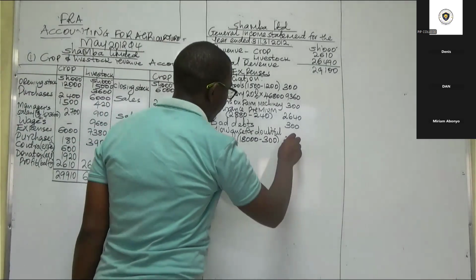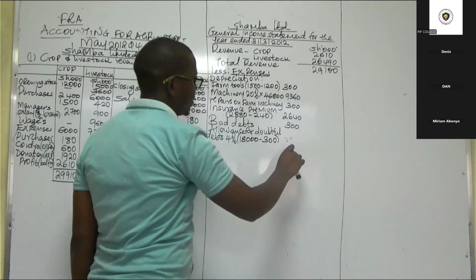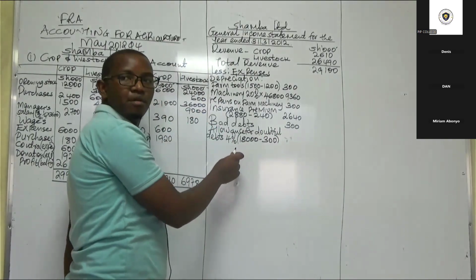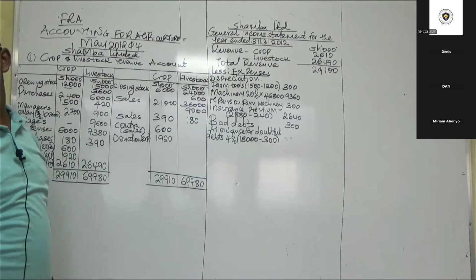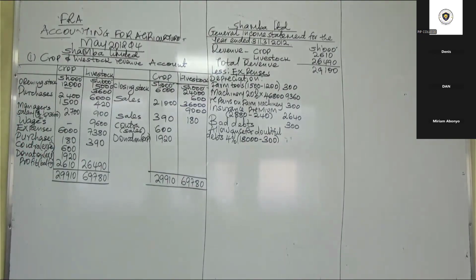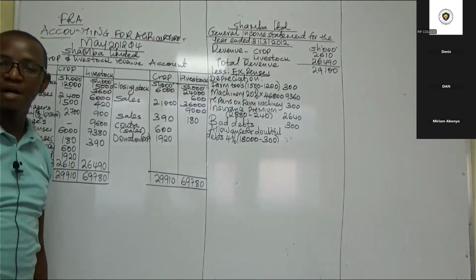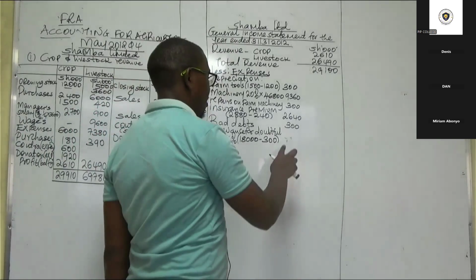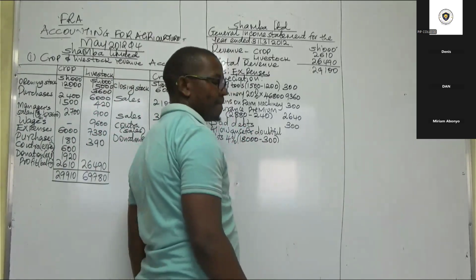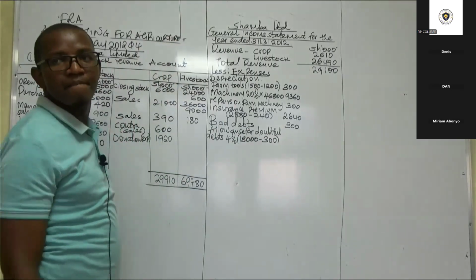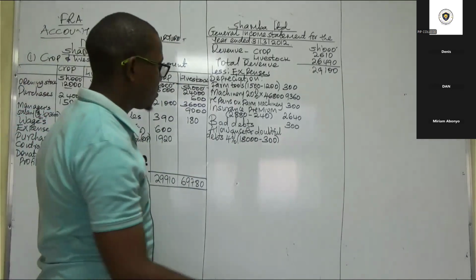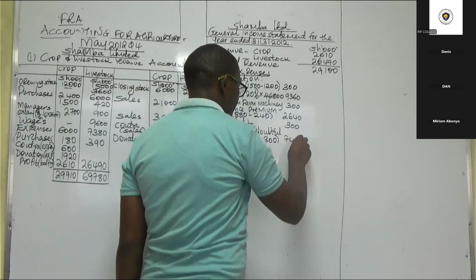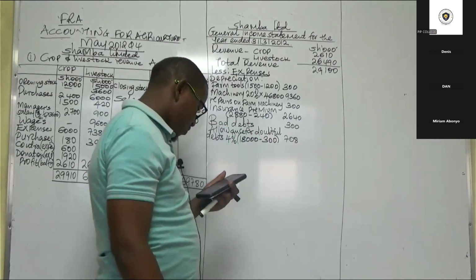You have multiplied by, I'm saying first you have to eliminate the bad debt that you have written off. To be how much? 708. We continue.